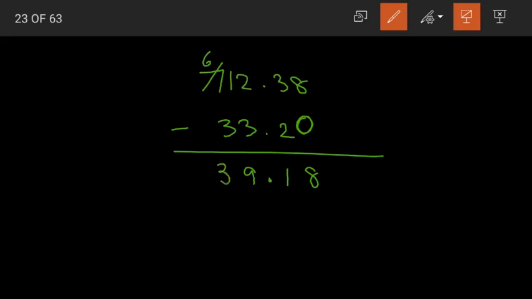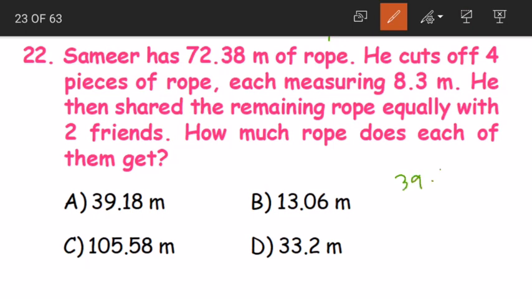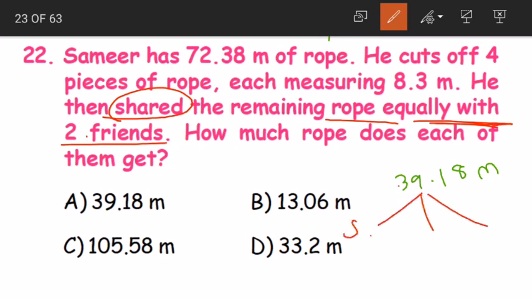Now 39.18 meters of rope is left. Now what did he do? So our Samir is left with 39.18 meters of rope. What did he do with this? This remaining rope, he shared it equally with two friends. That means this rope is divided into three parts. Samir took a part of this rope and also friend 1 and friend 2. Three parts. This 39.18 meters is divided into three parts.